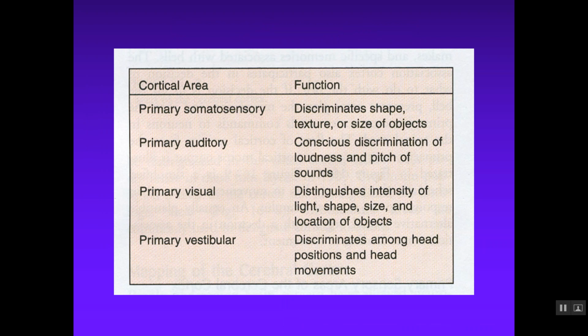So when you're looking at these functions, primary cortical areas for sensory. Primary somatosensation discriminates the shape, texture, or size of objects. Primary auditory is conscious discrimination of the loudness and the pitch of a sound. And the primary visual distinguishes the intensity of the light, the shape of an object's size, and general location. It doesn't tell you what it is, it just tells you these are the things, and then we'll talk about secondary areas.